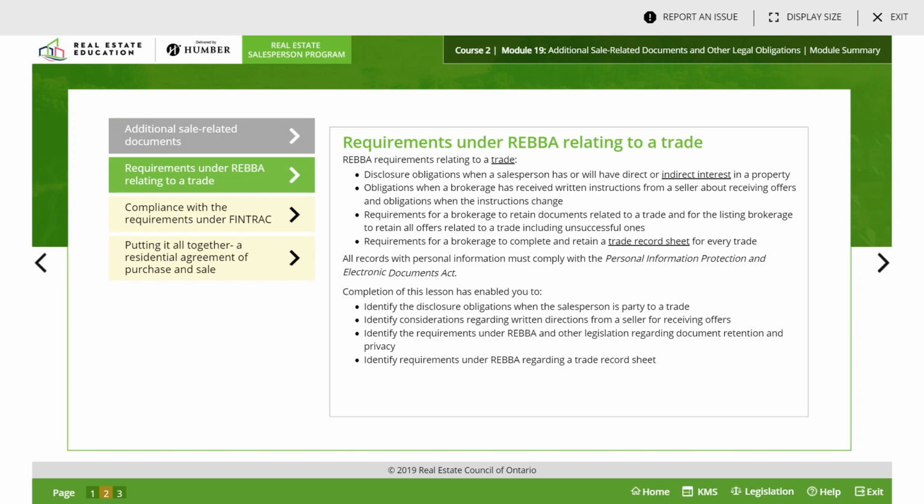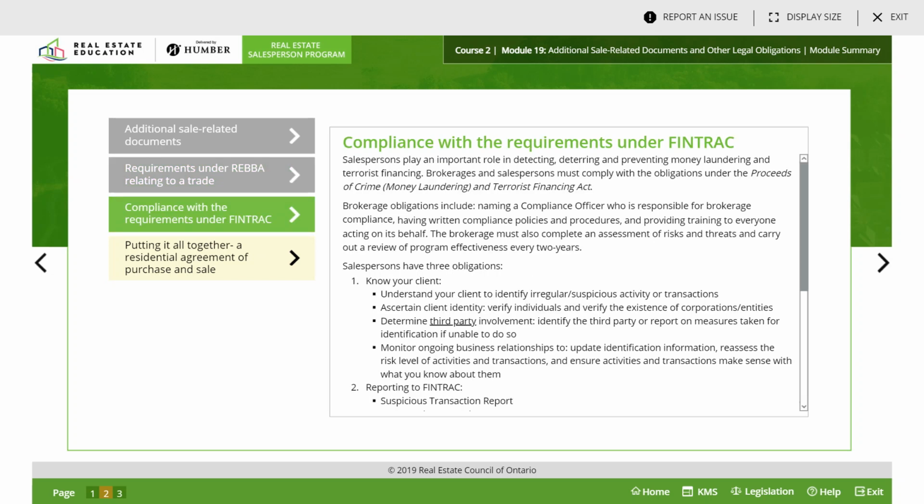Requirements under REBA related to a trade. Disclosure obligation when a salesperson has or will have a direct or indirect interest in the property. Obligations when a brokerage has received instructions from a seller about receiving offers, and obligations when the instructions change. Requirements for the brokerage to retain documents related to a trade, and for the listing brokerage to retain all offers related to a trade, including unsuccessful ones. Required for a brokerage to complete and retain a trade record sheet for every trade.